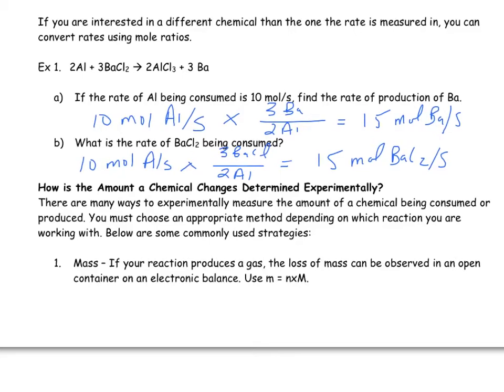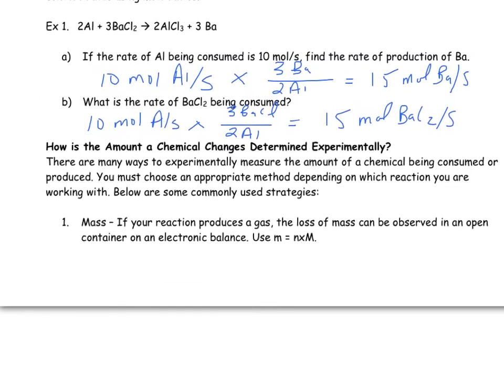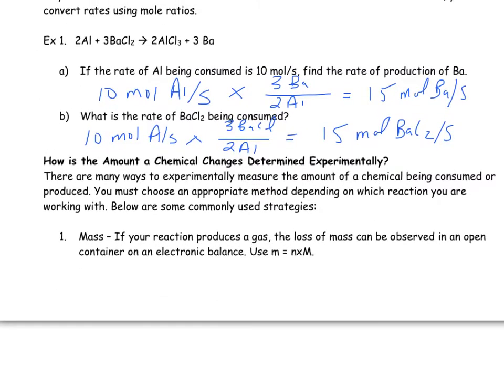Now, I mentioned in order to determine the rate, you need to pick a chemical that you can keep track of. Well, how is this done? There are many ways to experimentally measure the amount of a chemical being consumed or produced. You must choose an appropriate method depending on which reaction you are working with and what equipment you have. Below are some commonly used strategies.